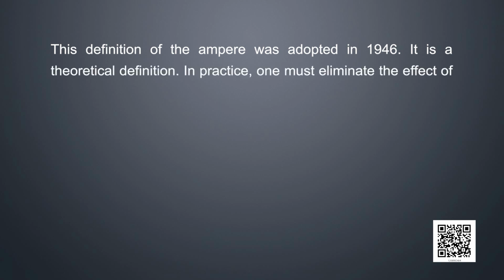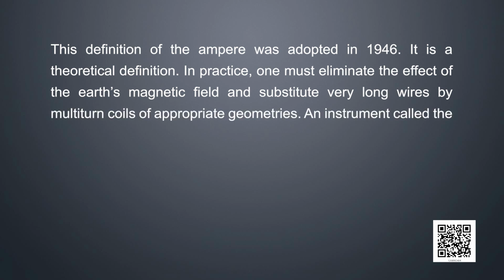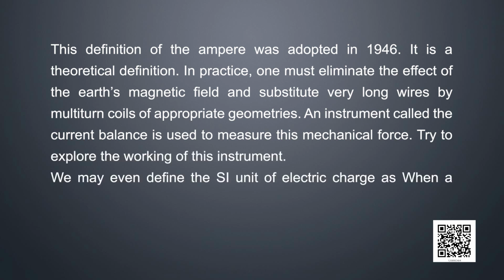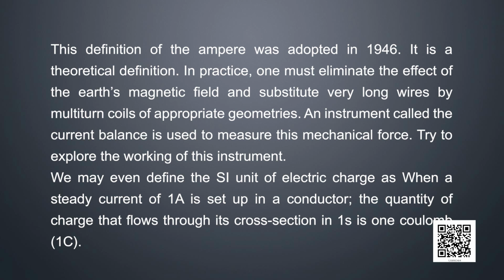It is a theoretical definition. In practice, one must eliminate the effect of Earth's magnetic field and substitute very long wires by multi-turn coils of appropriate geometries. An instrument called the current balance is used to measure this mechanical force. Try to explore the working of this instrument. We may even define the SI unit of electric charge as: when a steady current of 1 ampere is set up in a conductor, the quantity of charge that flows through its cross section in 1 second is 1 coulomb.